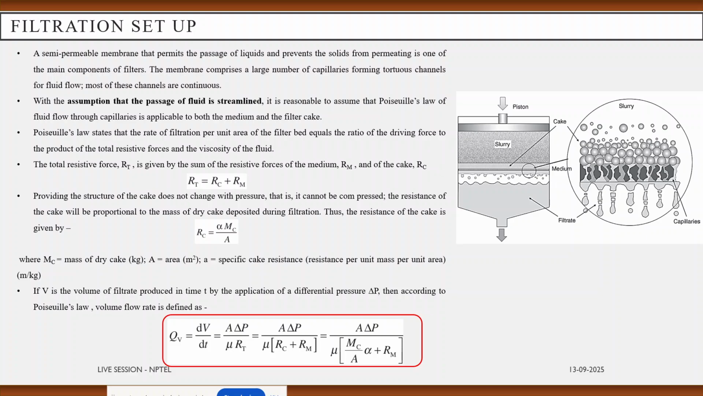So next we are going to discuss the simple filtration process, that is, how we calculate the volumetric flow rate through the filter medium. This involves the resistance parameter that we already discussed, that is the total resistive force, including the cake resistance and the filter medium resistance.